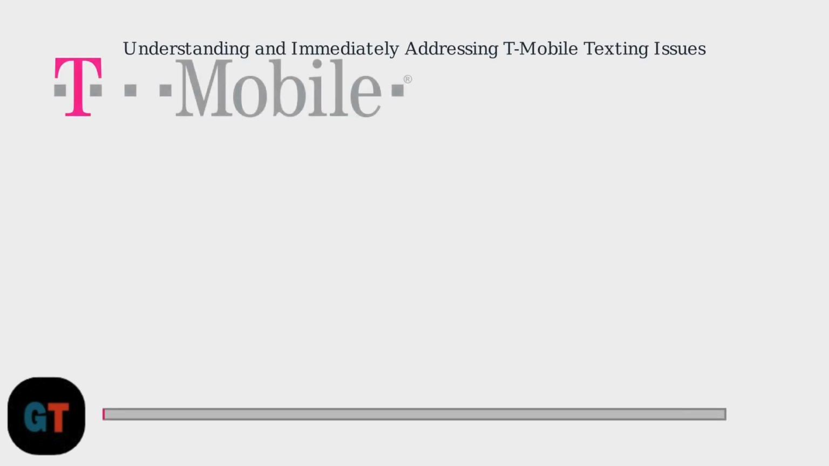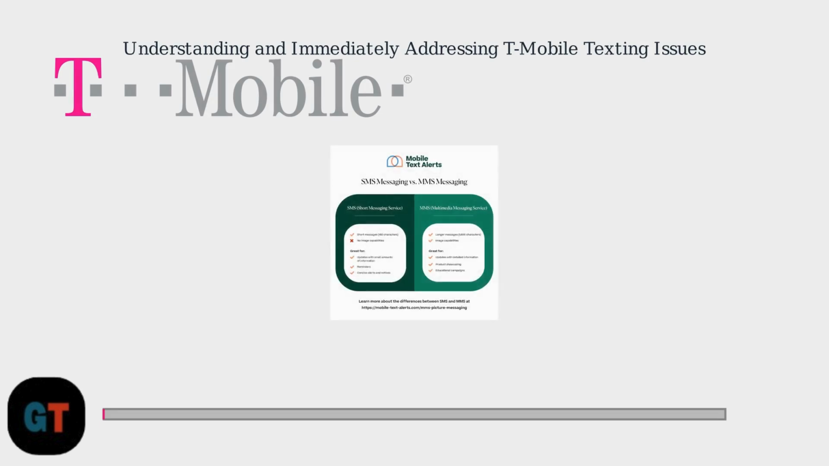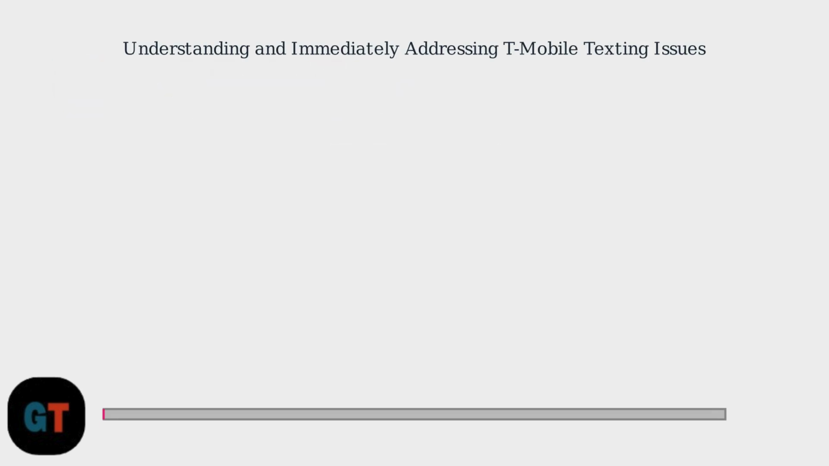Experiencing SMS or MMS delivery failures on T-Mobile can be frustrating. The core reasons often involve network congestion, device settings, or glitches within T-Mobile's infrastructure. First, let's clarify the difference between SMS and MMS.